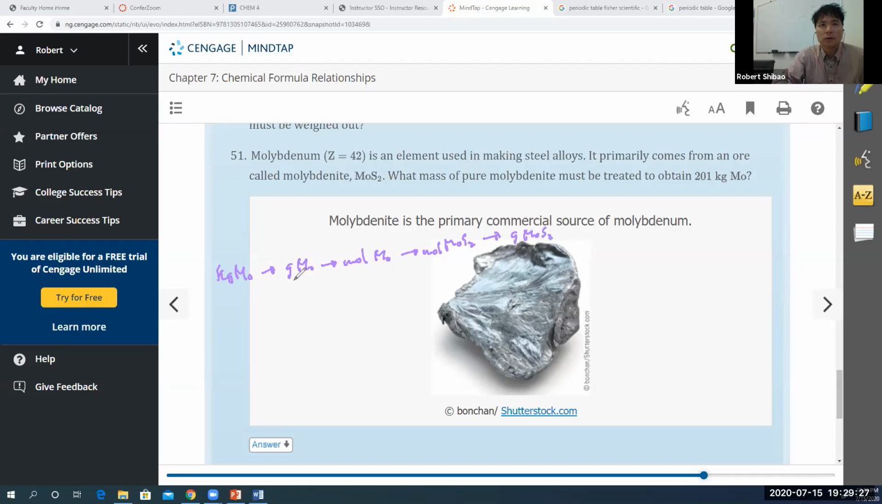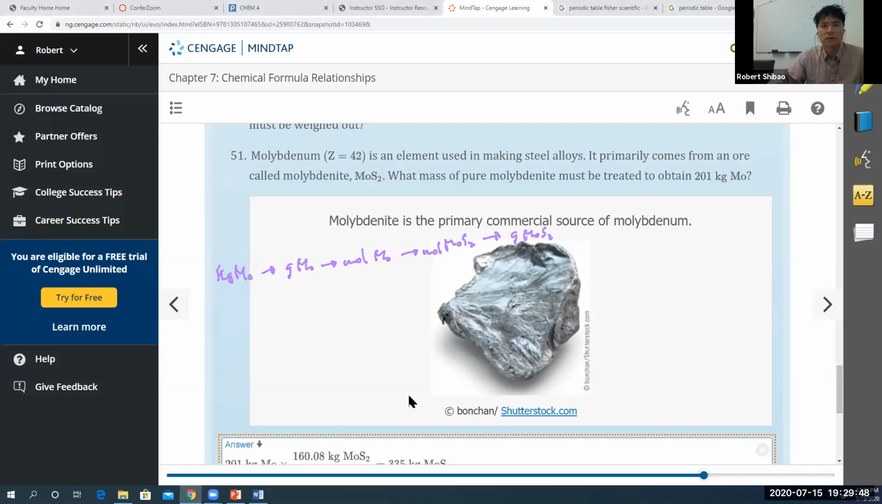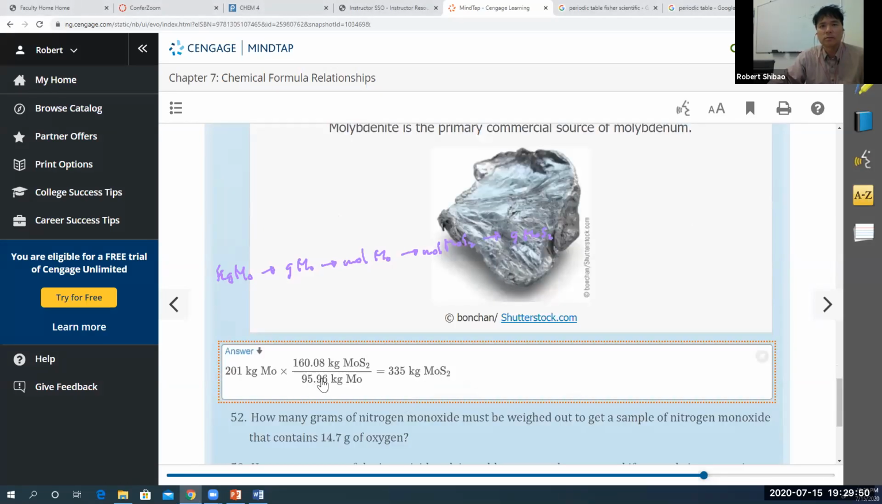And so I need the molar mass of molybdenum. I need the mole ratio here. The mole ratio is for every mole of Mo, I have 1 mole of MoS2. And then the grams. Okay, again, they're going to use the mass ratio, but I don't use the mass ratio because I just solve problems kind of the same way. So they use a mass ratio, which is fine.